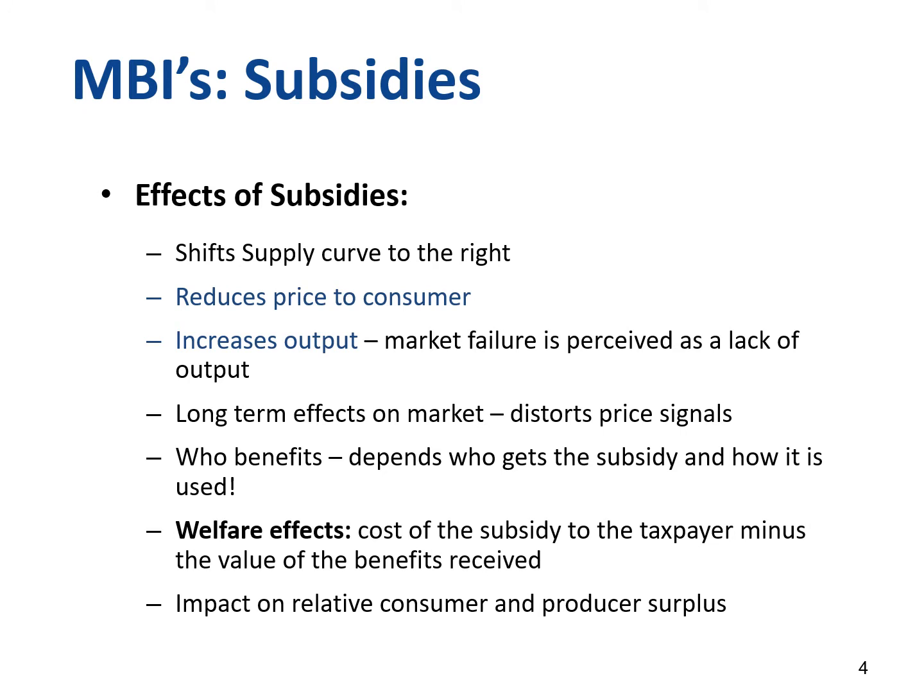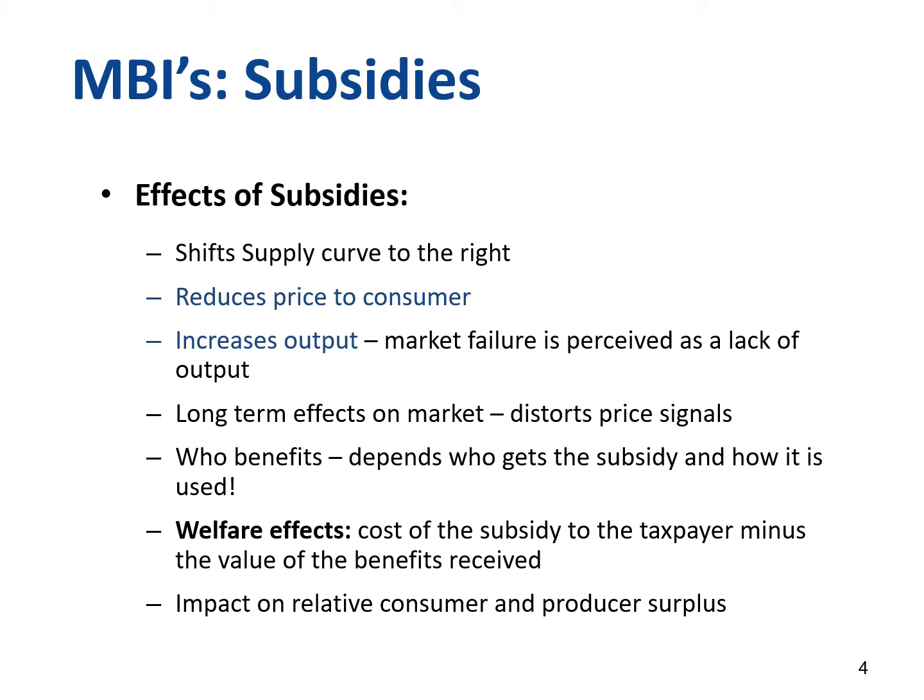So the effects of subsidies: they shift the supply curve to the right, and they reduce the price to the consumer. They increase the output, so increase the amount of goods, because market failure is perceived as a lack of output. They have a long-term effect on the market. It distorts the real true price, if you will, of the free market, because there's this extra payment coming into the company from the government that isn't accounted for under normal business practices. And who benefits depends on who gets the subsidy and how it is used.